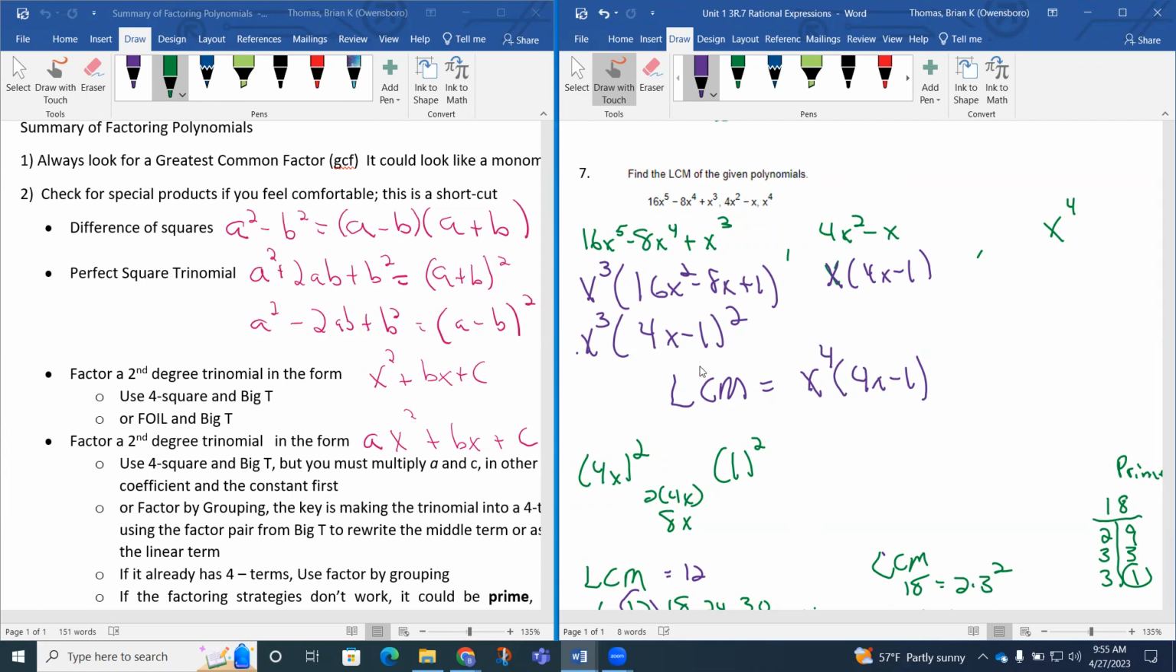If you look at the 4x minus 1s, this one had 2 4x minus 1s. This one had 1 4x minus 1. So I need at least 2 4x minus 1s. So I need a power of 2 there. So my least common multiple is actually going to be this x to the 4th times this 4x minus 1 squared. That's kind of how we do that. So we have to factor, and then notice how we actually use the biggest exponent of each. And that kind of creates our LCM.